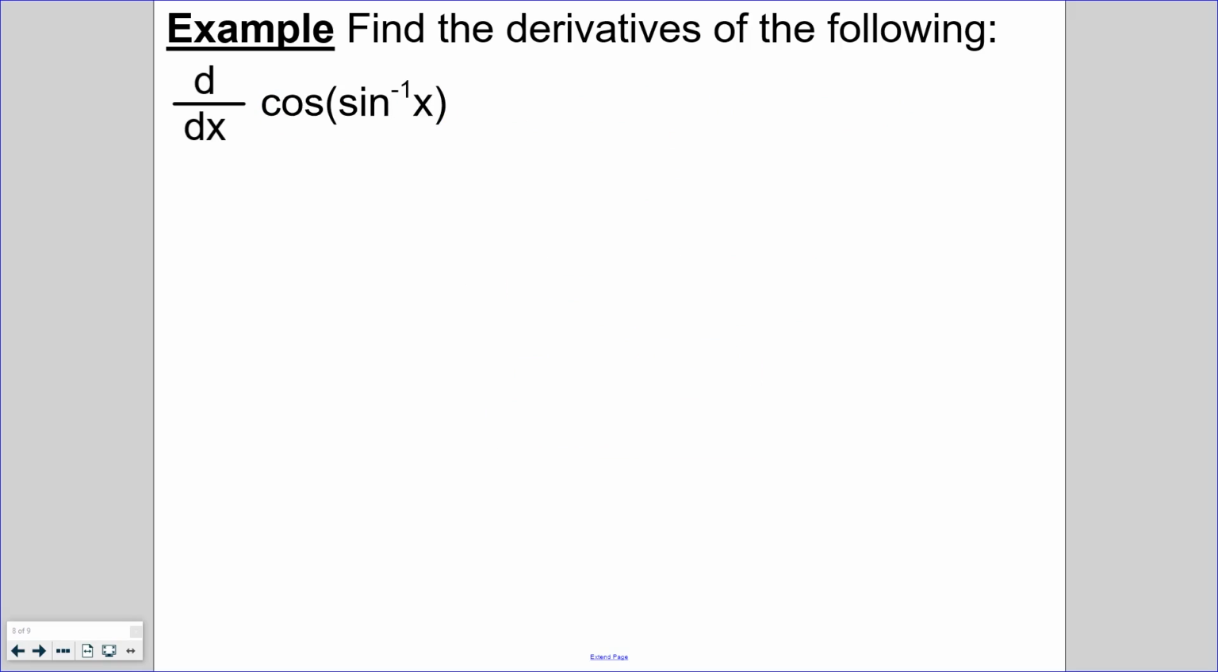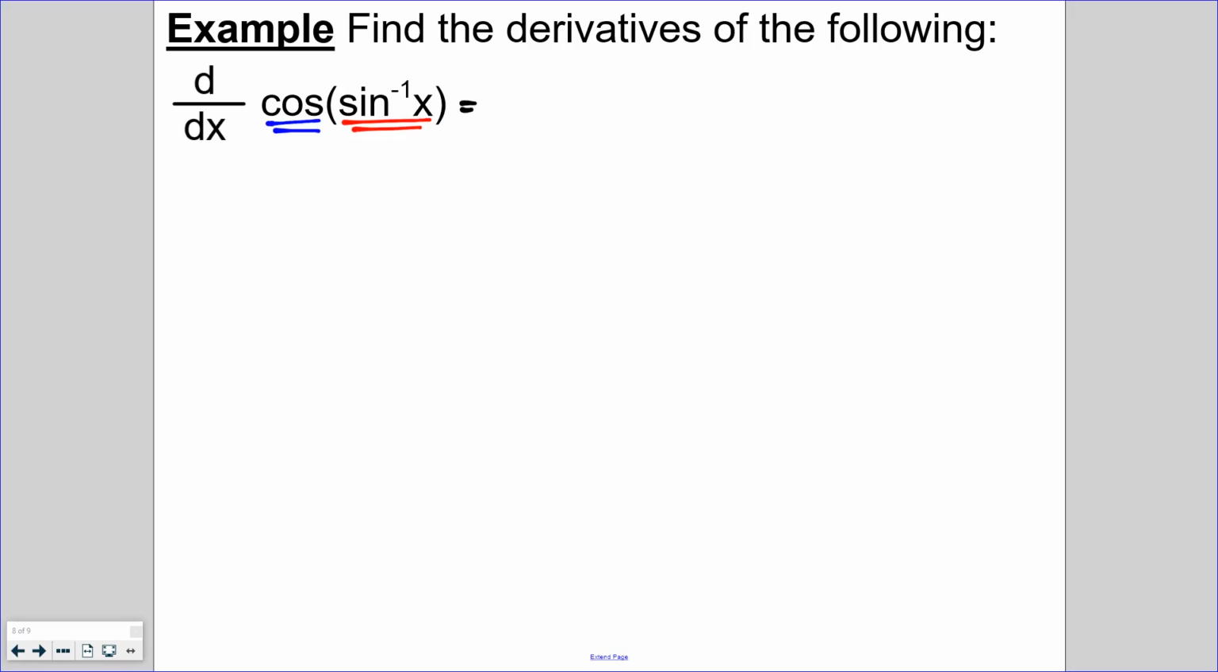All right, next up. Interesting. This time we want to take the derivative of cosine of sine inverse of x. So we have an inverse trig function embedded in another trig function. Crazy. But this does mean we're going to have to use the chain rule. Sine inverse is the inner function, and cosine is the outer function.